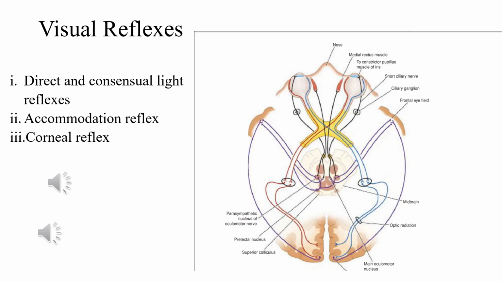Next comes the accommodation reflex. Now what is the accommodation reflex? As I've told you in the previous slide, while we were talking about the lens, the mechanism of accommodation of the eye. Accommodation is the mechanism by which, when you are seeing distant objects and you want to see some near object and focus on that near object, the eyeballs will converge a little and there will be more focusing on that near object. The lens will become globular.